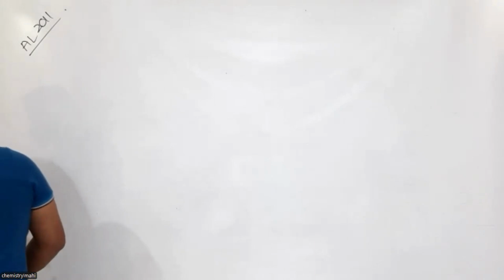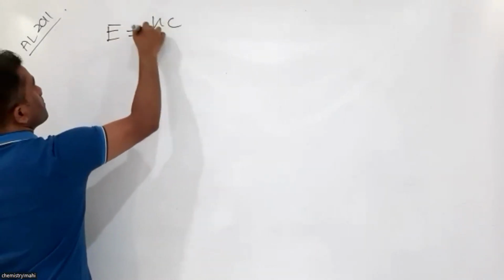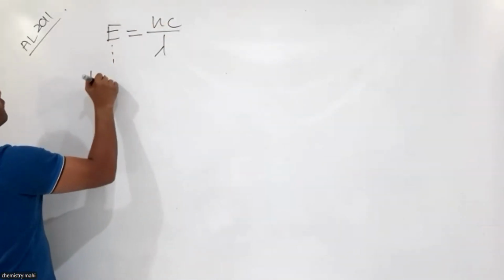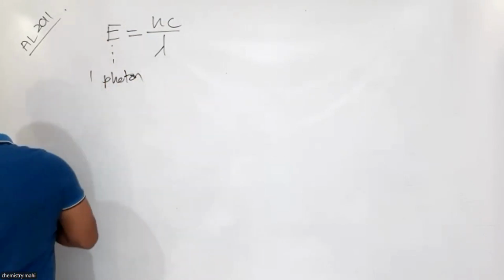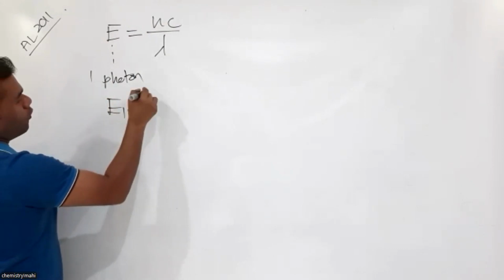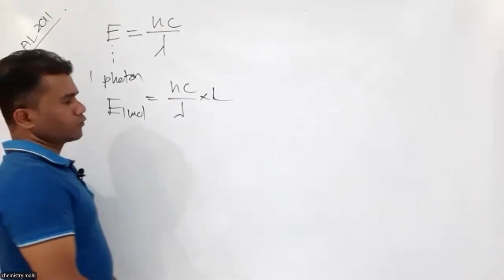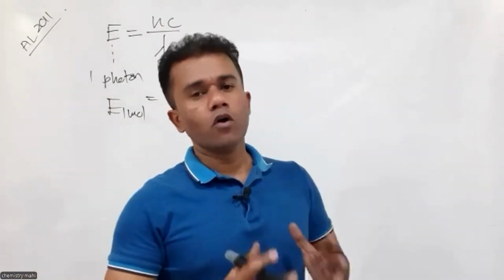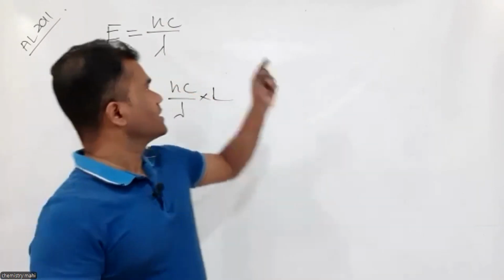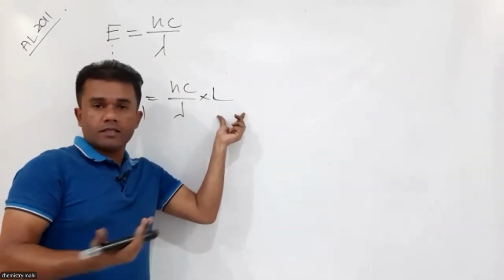2011, energy of 1 mole of photon with wavelength. Again, wavelength is given, and the question is energy. Then we apply this equation. But there is a problem because this is for 1 photon. You all know that one. But now the question is 1 mole of photon. So this is multiplied by Avogadro's number, L, because 1 mole has Avogadro's number of photons. If 1 photon is this value, for Avogadro's number of photons, that value should be multiplied by that number.